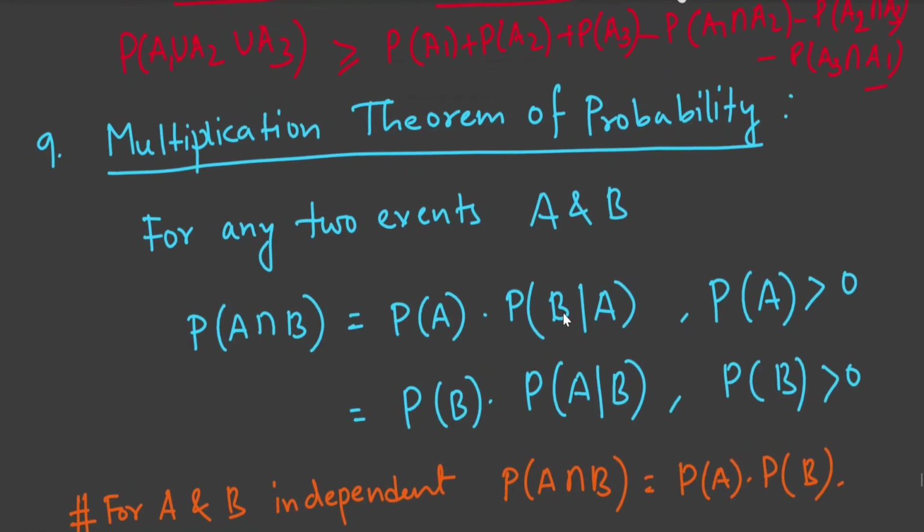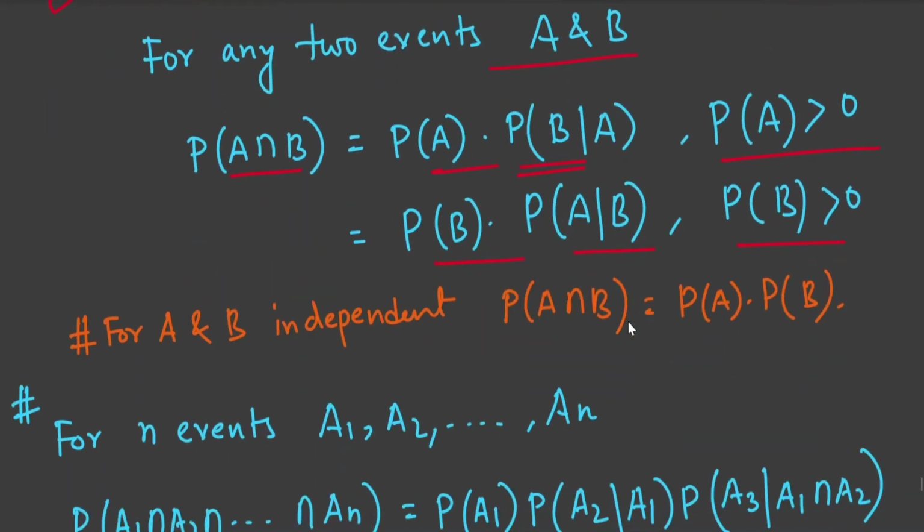Now we come to the multiplication theorem on probability. We first start for any two events, then we extend this. So probability of A intersection B, as we discussed about probability of B given A, equals probability of A into probability of B given A, provided probability of A is greater than 0. Also we can write probability of B into probability of A given B, provided probability of B is greater than 0. Now for A and B independent, we can write probability of A intersection B equal to PA into PB.